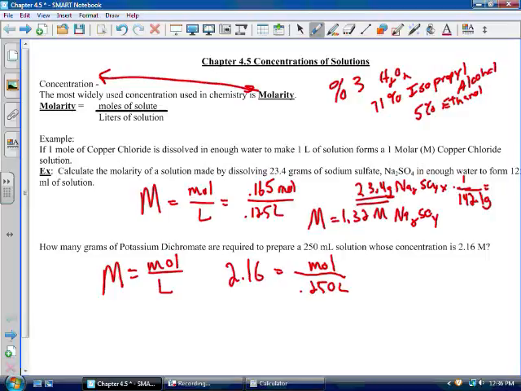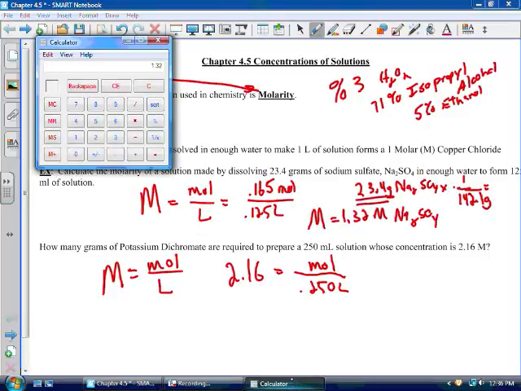So mathematically speaking, we bring back our calculator again. We take 2.16 times 0.250, and we get 0.54 moles are needed. Since we know 0.54 moles, in order to go from moles to grams, we need to multiply by the molar mass. But first, we need to know the formula for potassium dichromate.